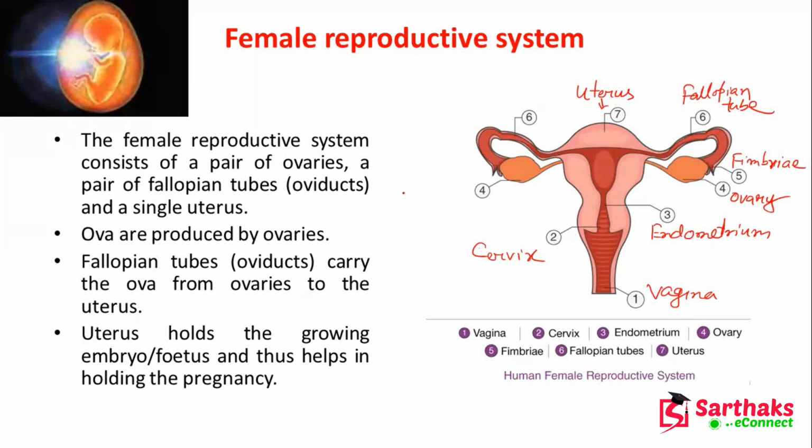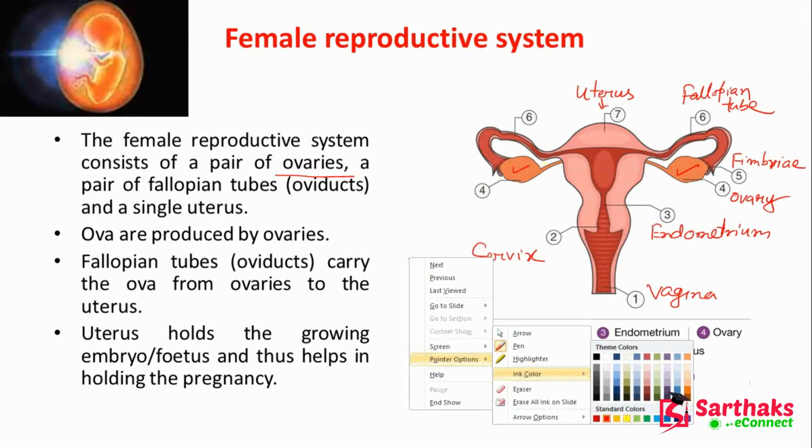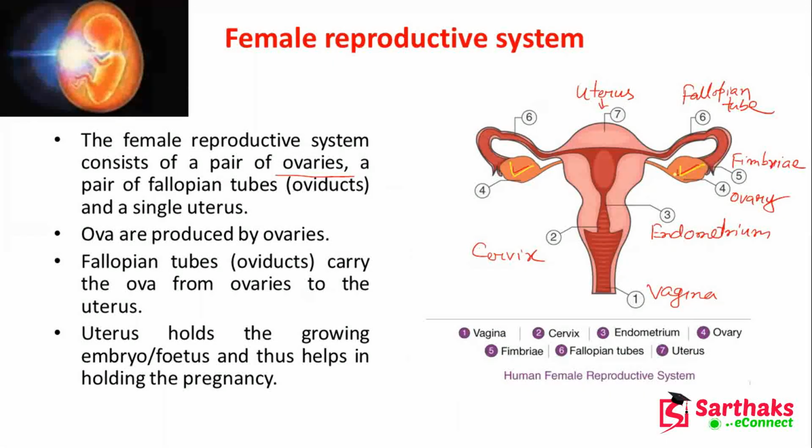The female reproductive system consists of a pair of ovaries. Here you can see this is one ovary, this is another ovary, and a pair of fallopian tubes. So we have a pair of ovaries, a pair of fallopian tubes, and a single uterus.